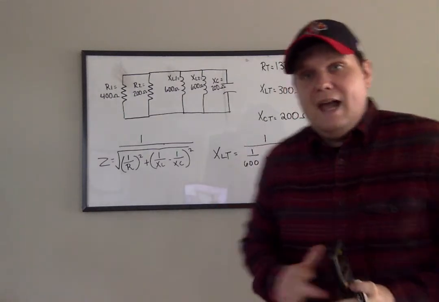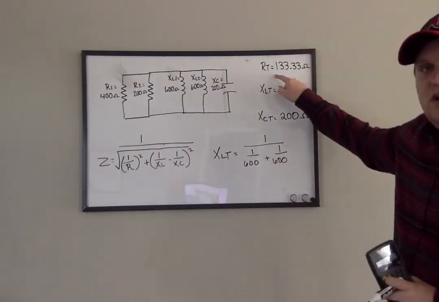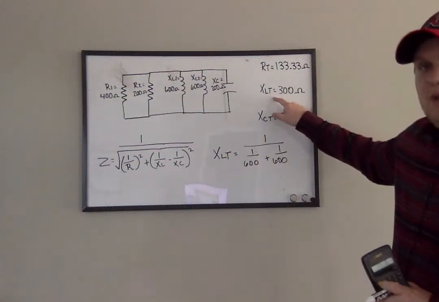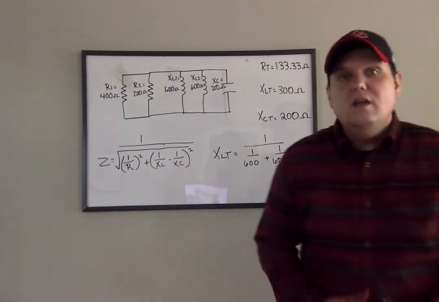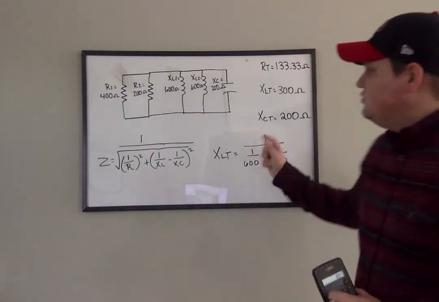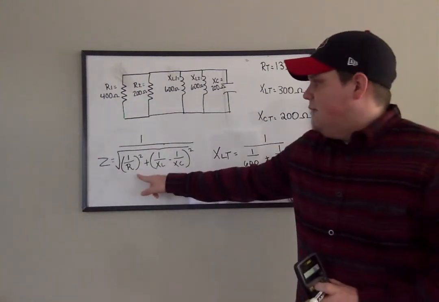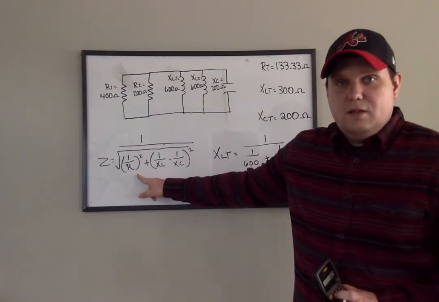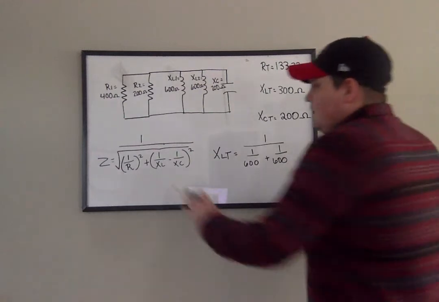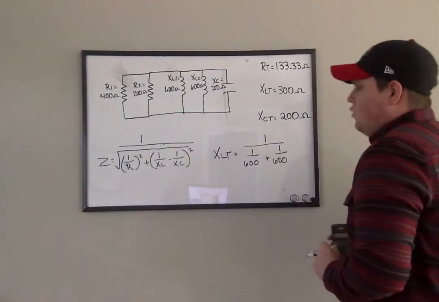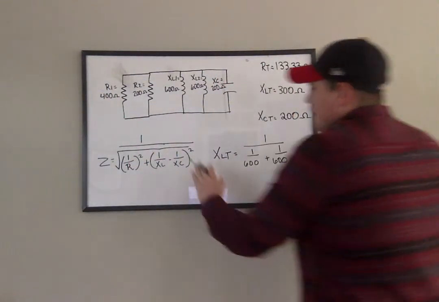All right, so now that I have a resistance total, an inductive reactance total, and a capacitive reactance total, I can use that information and plug it into the Z formula. Okay? So, let's go ahead and rewrite the Z formula with this information in there.